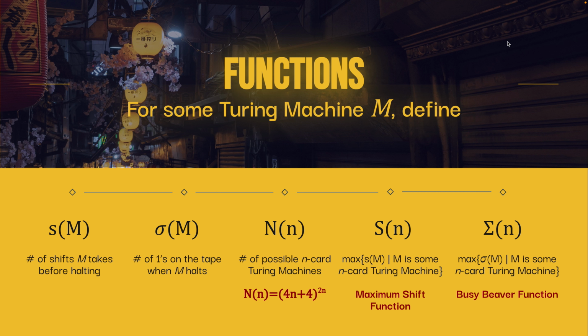S(n), which is also called the maximum shift function, is the max of S(M), where M is some n-card Turing machine. Σ(n) equals the max of σ(M), where M is some n-card Turing machine. This is our Busy Beaver function. This is the function that counts how many ones are left over on the machine when it is halted.